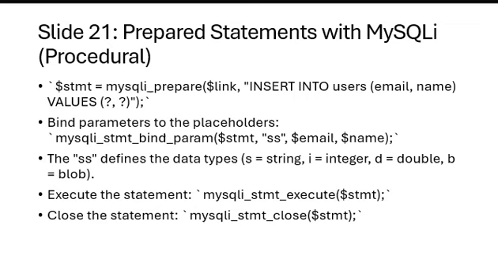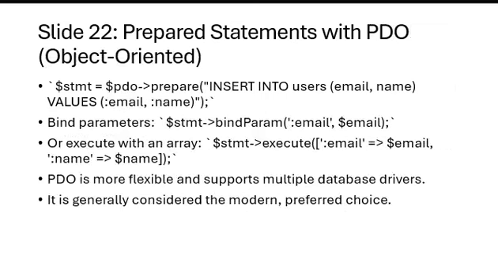The "ss" parameter defines the data types: s for string, i for integer, and so on. You then execute the prepared statement using mysqli_stmt_execute. Finally, it is good practice to close the statement with mysqli_stmt_close. This procedural style is a classic way to implement prepared statements effectively.